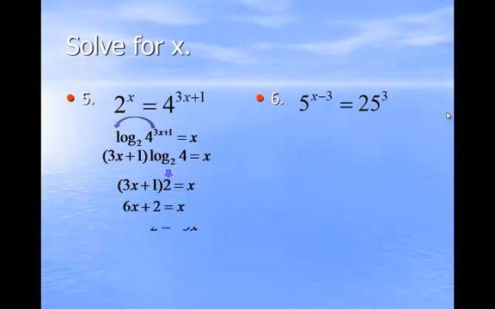Subtract the 6x to the right to give us negative 5x. Divide by negative 5 to get negative 2/5 equals x. You can keep it as a fraction, or if you like decimals, it would be negative 0.4 as a decimal.